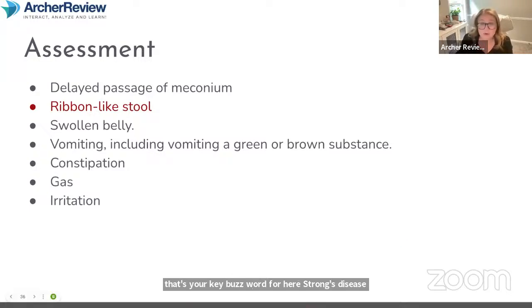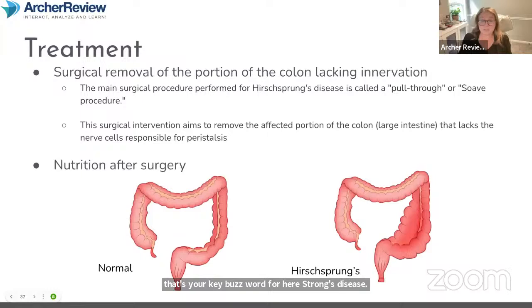And what are we going to do about it? Y'all know it's going to be a surgery, right? We got to cut out that part of the colon that doesn't have nerve cells. It's got to go. If it doesn't have nerve cells, it cannot do its job. It cannot move food where it needs to go out of the body. So we're going to get rid of it. And then we are going to reattach that good part of the colon in what's called a pull-through procedure to the rectum because it does have nerve cells and it can move that food for us.